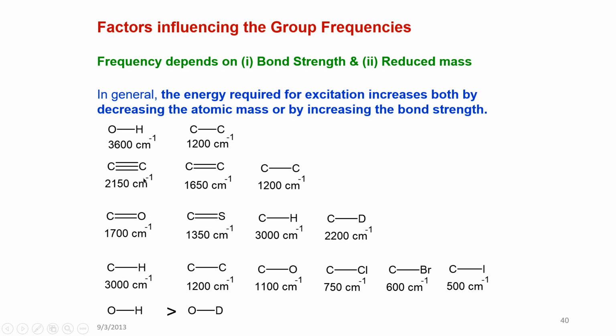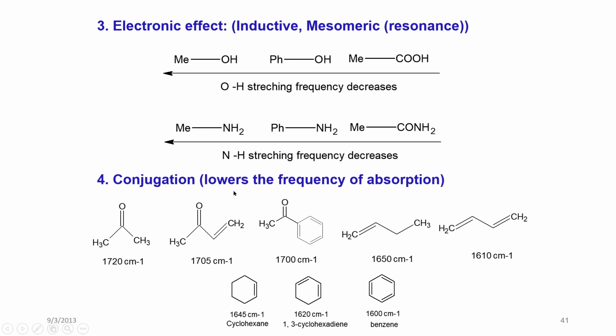Similarly, in case of the bond strength, as the bond strength increases, the energy required for the excitation will increase, hence the peak value also increases. Hence, the frequency depends upon the bond strength and reduced mass. As the atomic mass increases, there is a decrease in the peak value. As the strength of the bond increases, there is an increase in the peak value.